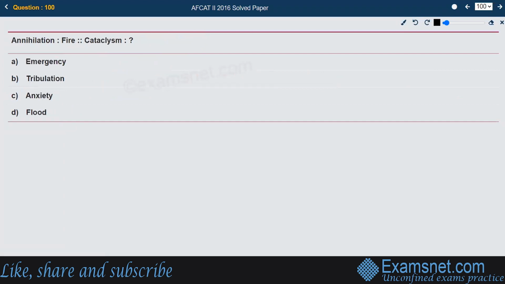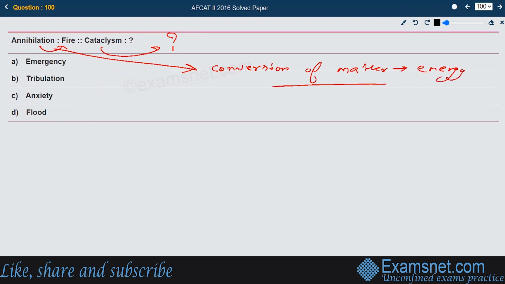Next, annihilation is to fire, then cataclysm is to what? If you know the meaning of the word annihilation, annihilation means conversion of matter into energy. And what is fire? We very well know what is fire. So we can say first is the result of second. When there is a fire, matter converts into energy. So what is the result that causes cataclysm?